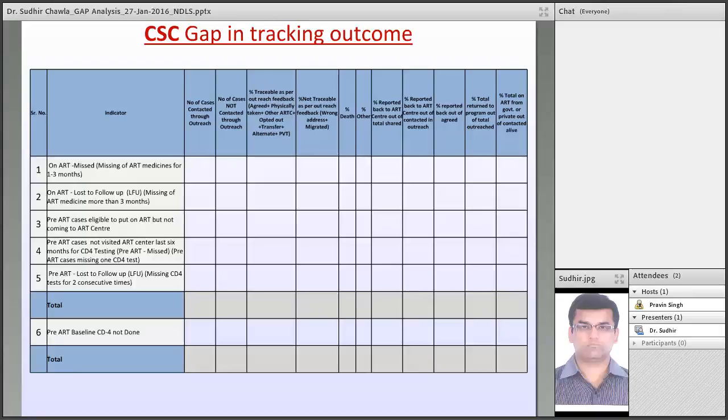Now coming to the feedback provided by CSC, just look into that feedback. There may be some patients who agreed, some who are physically taken, some reported as taking ART at another ART center, some reported as opted out, some transferred out, some reported as on alternative system of medicine, and some reported as on private medicine. I would like to say that all these patients are actually traceable. They were there in the field at the time of the visit. So I will put them broadly into one category: percentage of patients traceable as per outreach feedback.